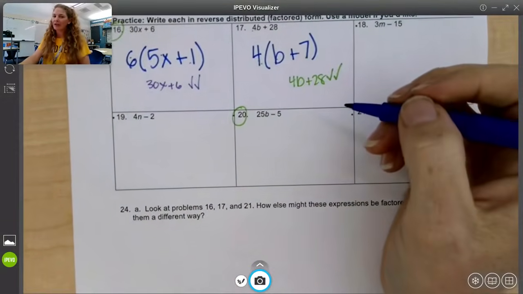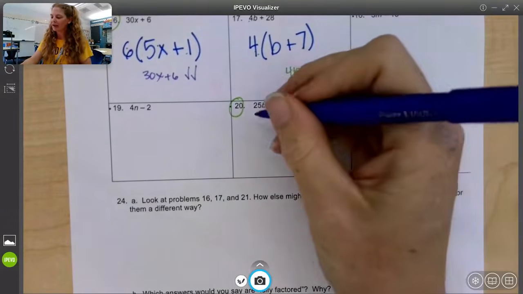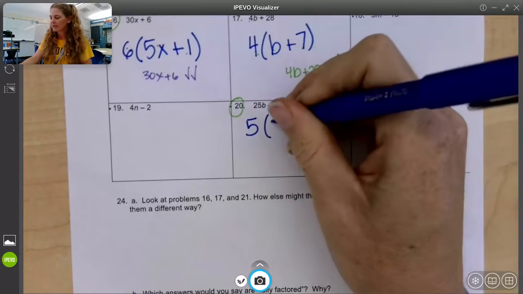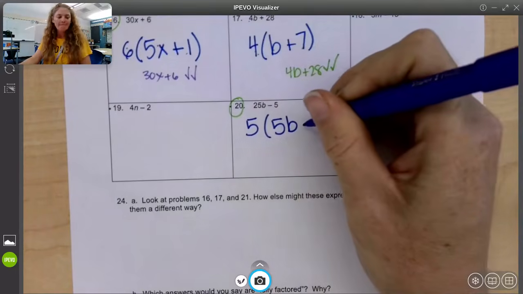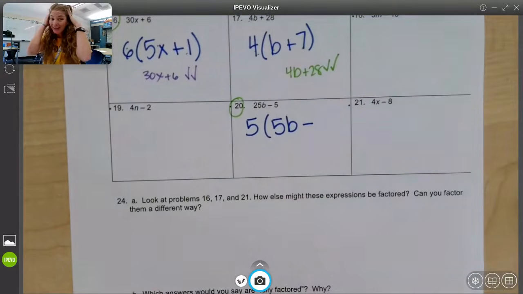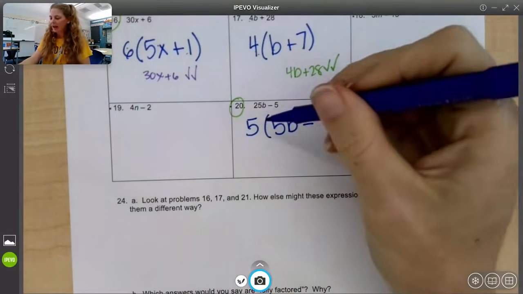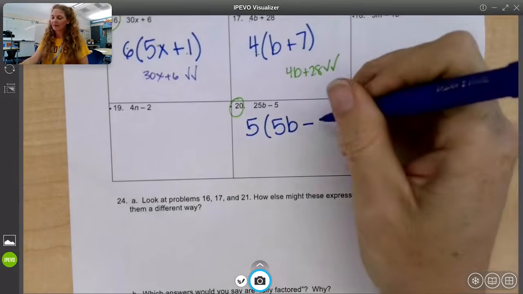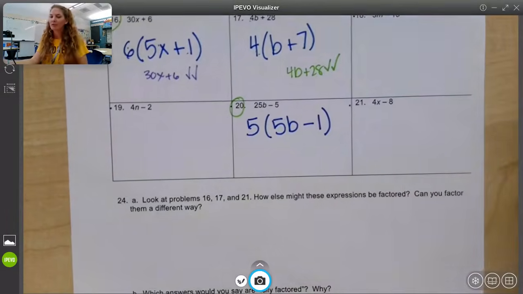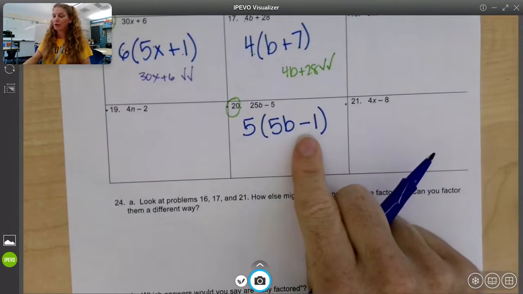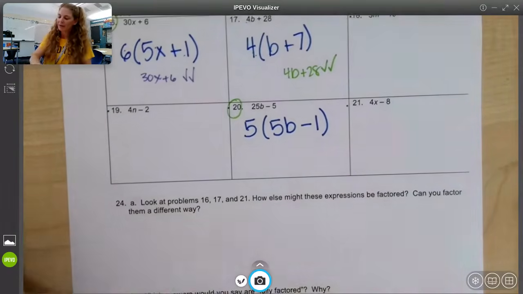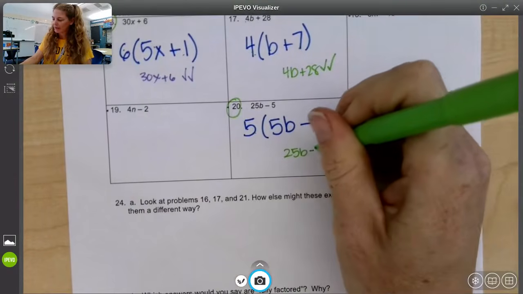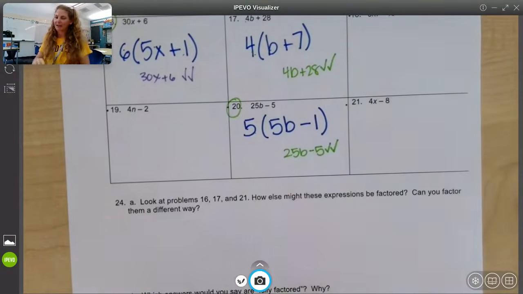Okay, 20. The greatest common factor of 25b and 5 is 5. 5 times what gets me 25b? 5 times 5b minus. I know, we haven't had one of these yet. 5 times some negative number gets me negative 5, negative 1. So this is new, we haven't seen it this lesson. Always double check. 5 times 5b gets me 25b. 5 times negative 1 gets me negative 5, and I'm double checking that that's right.